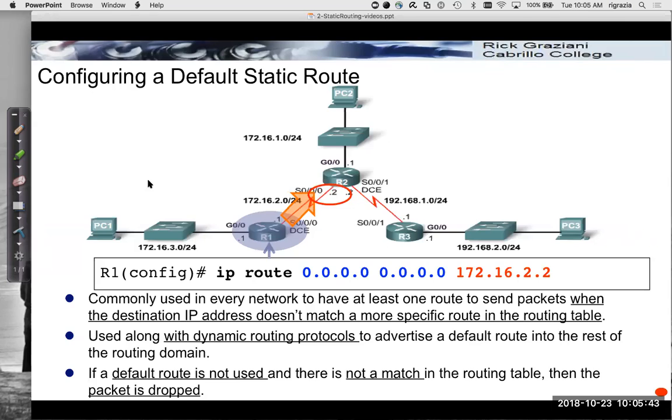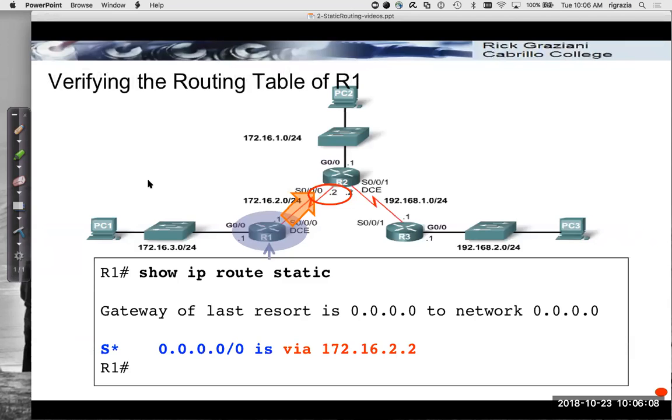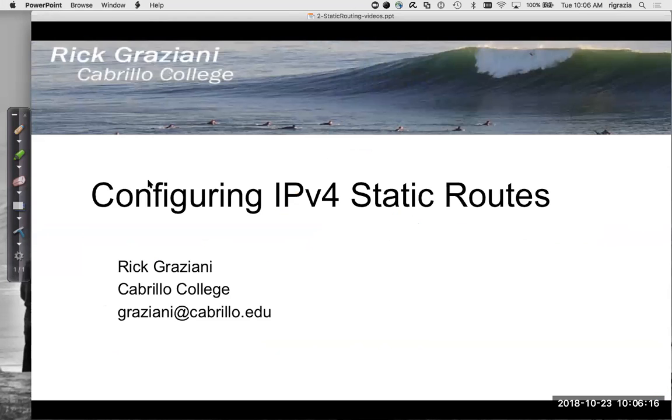If a default route is not implemented and there is no match in the routing table, then the packet would be dropped. If there is a default route, then it's, look, it's not my problem. I don't know exactly where this network is, but I'm going to send those packets to, in this case, R2. And we can use our show ip route static. There it is in the routing table. And that's a little bit on configuring IPv4 static routes.